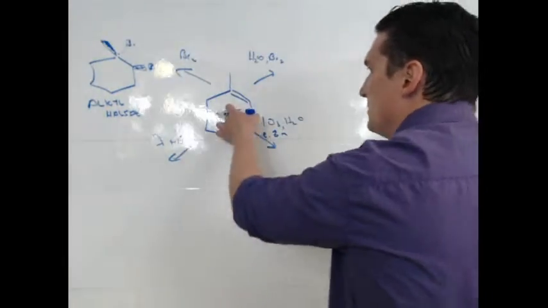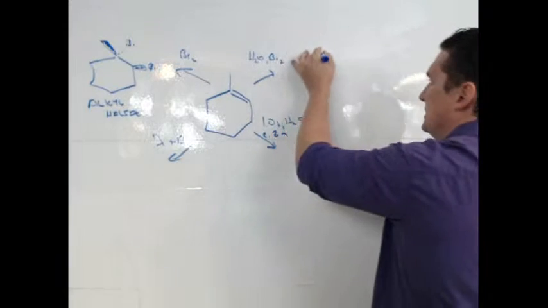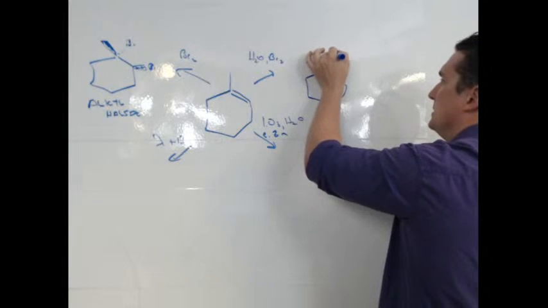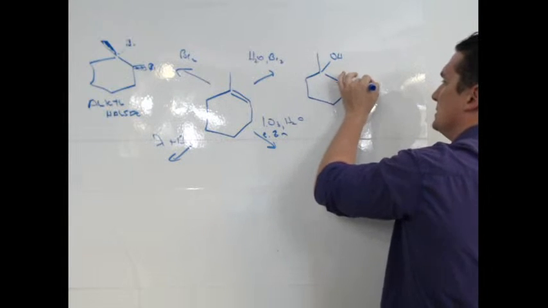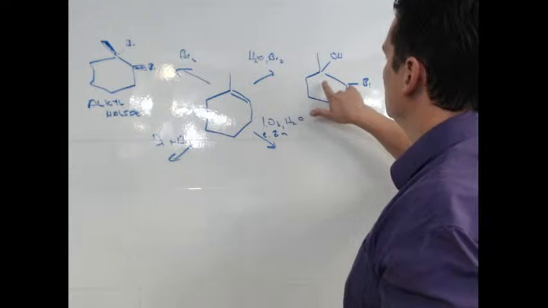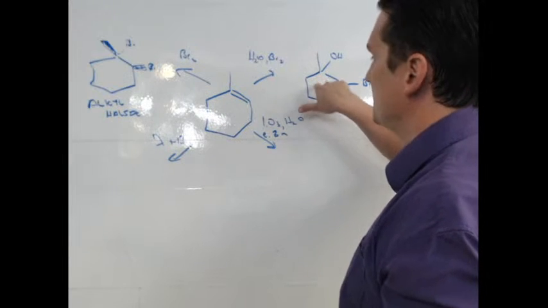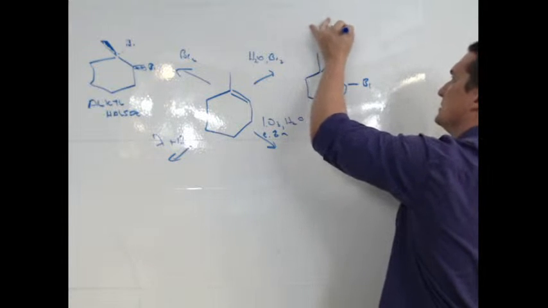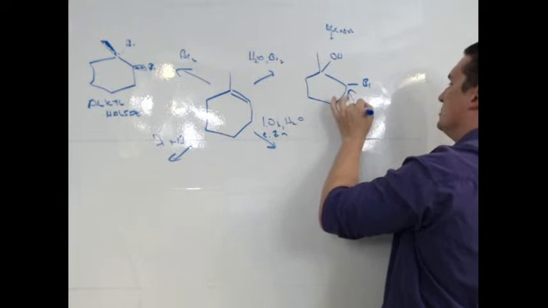Now, for this one, we're going to get both the E and Z conformations of 2-bromo, 1-methyl cyclohexanol. So in this case, we get an alcohol functionality and an alkyl halide.